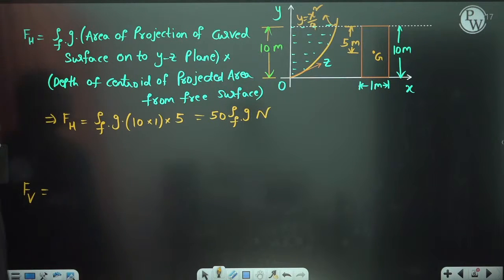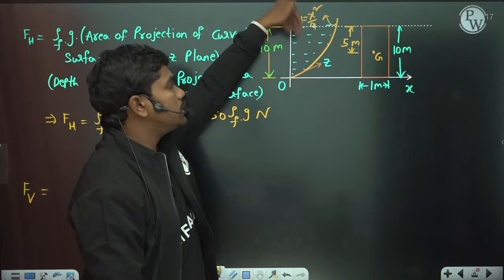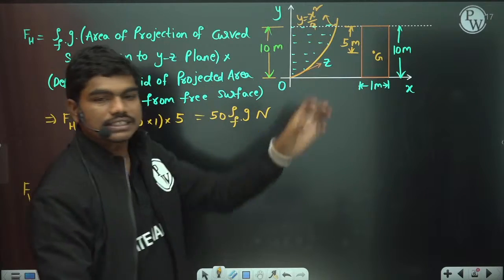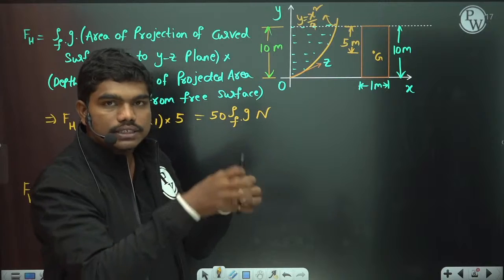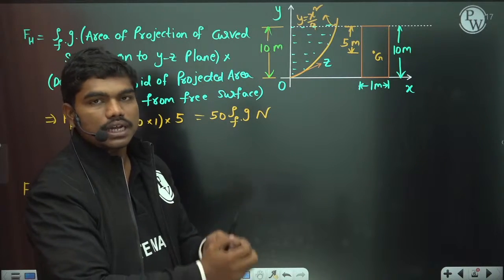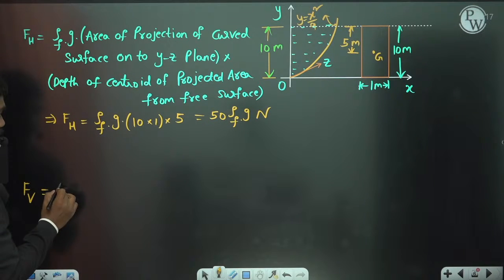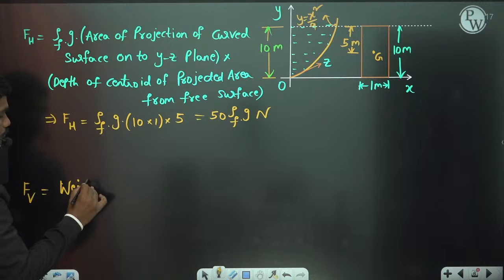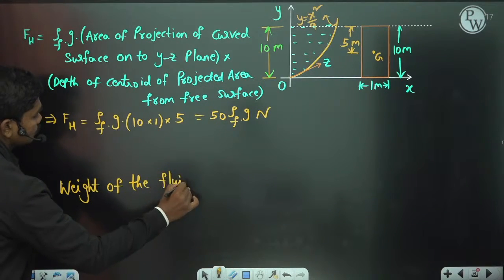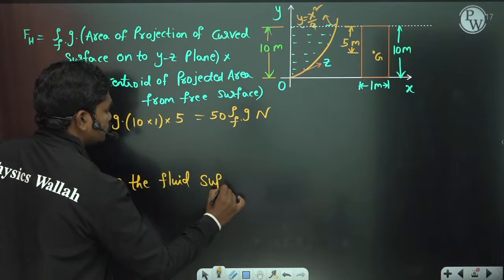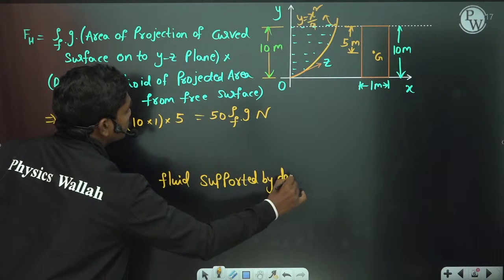Fv is nothing but the vertical force acting on the dam. The vertical force acting on the dam is nothing but the weight of the fluid which is supported by the dam, correct? If you take this curved surface, the weight of the fluid supported by this dam is equal to the Fz value. So Fv is equal to the weight of the fluid supported by the dam.